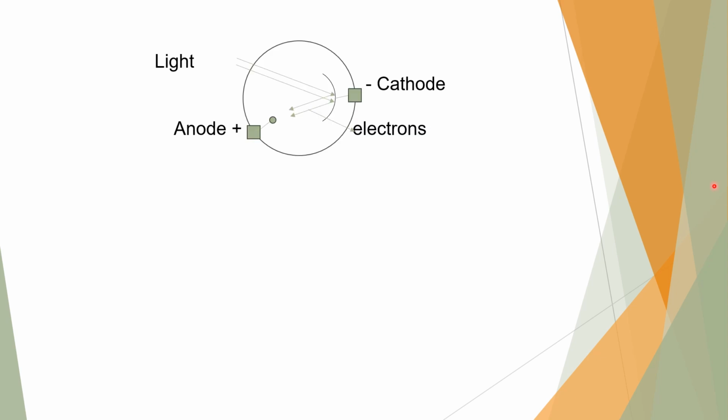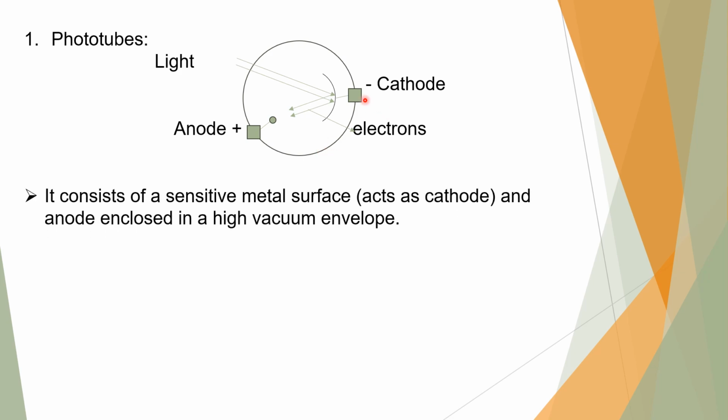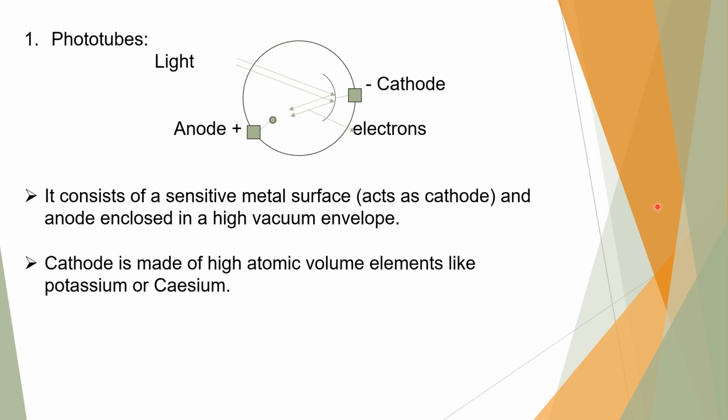First, we will study about phototubes. This is the diagram of a phototube. It consists of a sensitive metal surface which acts as a cathode and an anode, enclosed in a high vacuum envelope. This cathode is made of metals like potassium or cesium. To make the cathode more sensitive, composite coatings such as cesium oxide or silver oxide are used.